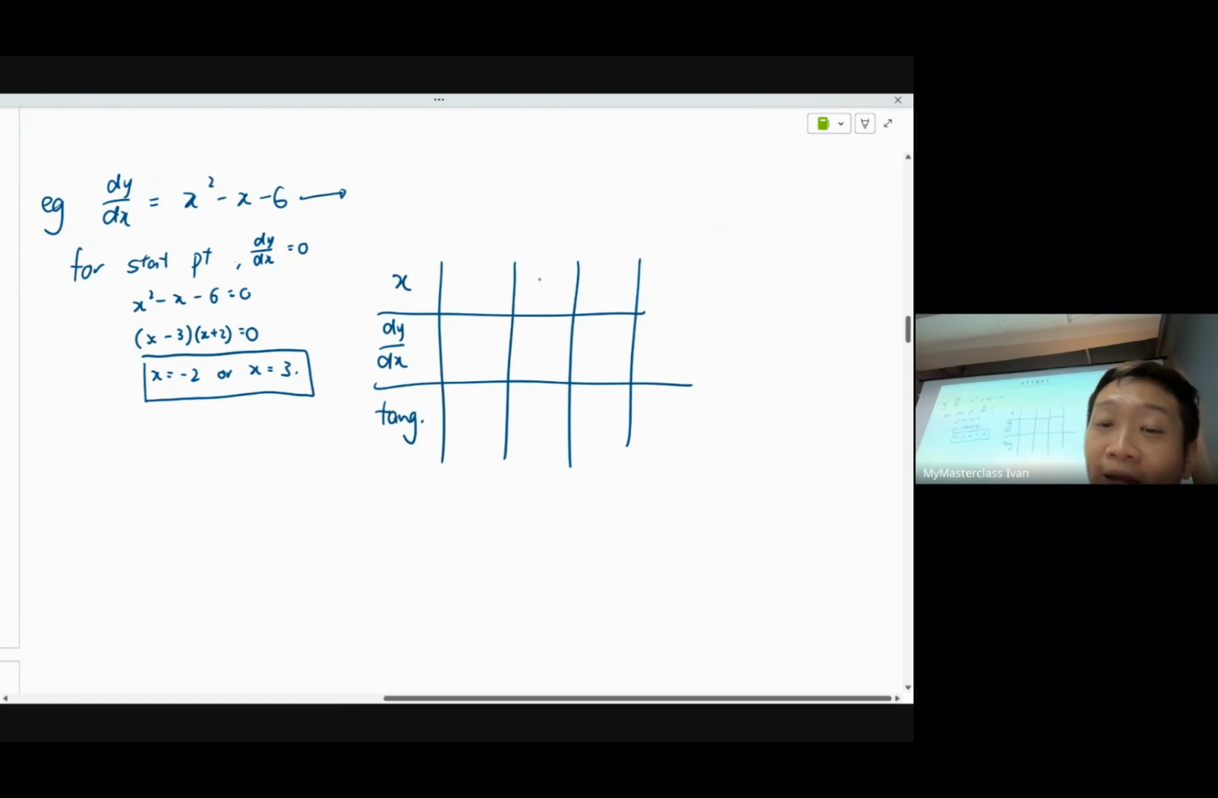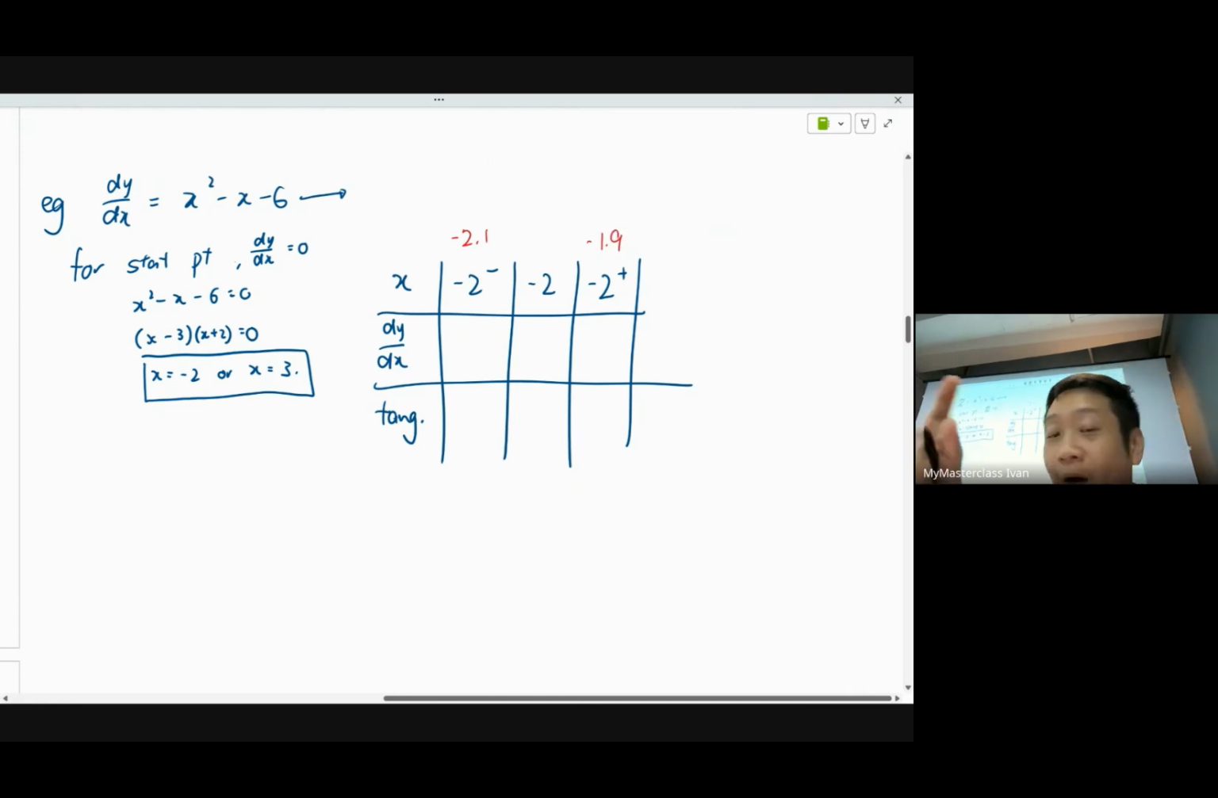Now, the smaller one will be -2. This will be -2 minus. This will be -2 plus. What is a value lesser than -2, Isaac? Too far away. Do you all know why we don't use -3? Because there might be another stationary point there. So don't use anything too far away. Use -2.1, and then -1.9. Understand or not?